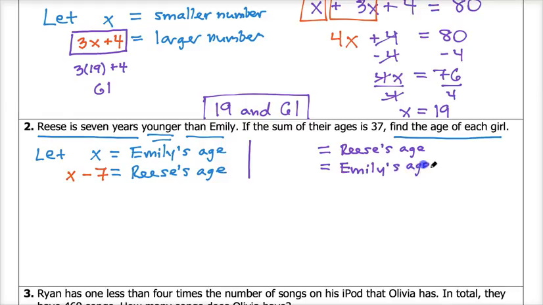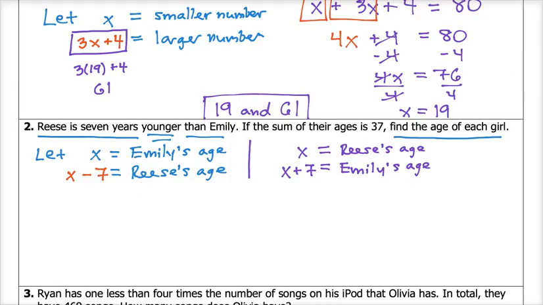Well, if you did that, and if you let X be equal to Reese's age, well, Emily is older than Reese. So your second let statement would have then been X plus 7. Since Reese is younger, we have to add 7 to get Emily's age. So you could have set up the problem either with X and X minus 7 if your let statement started with Emily, or X and X plus 7 if they started with Reese. It doesn't matter which way you do it, as long as you are consistent and you make sure that Emily is the older of the two.